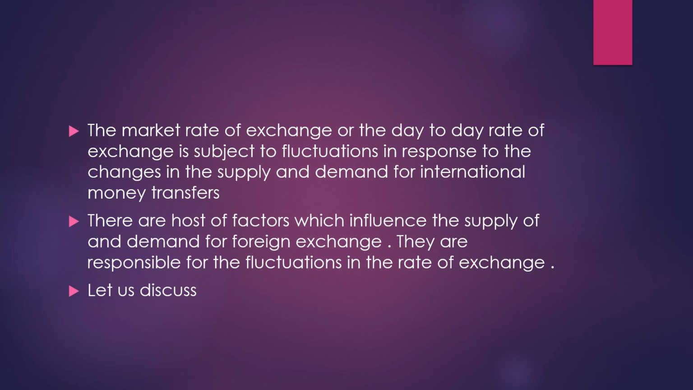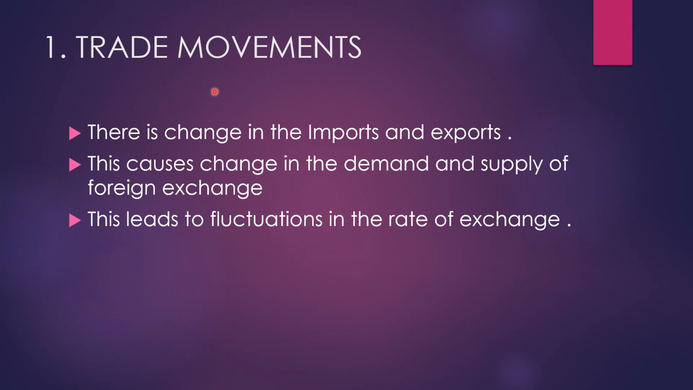Let us begin. Now, the first point mentioned here is the trade movements. Trade movements here means imports and exports. We do sell our products to other countries and also other countries' products are being sold to our nation. So, due to the change in the balance of imports and exports, there is the change in the demand and supply of foreign exchange. Sometimes the demand for foreign exchange rises and at other times the supply rises. It is the cause of the fluctuations in the rate of exchange.